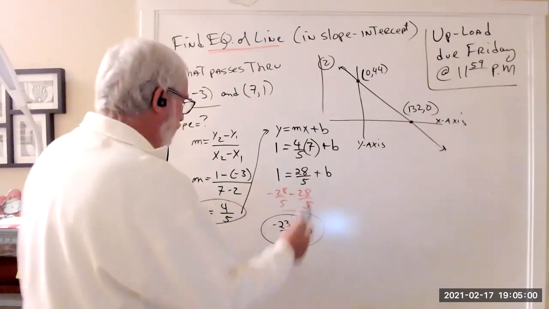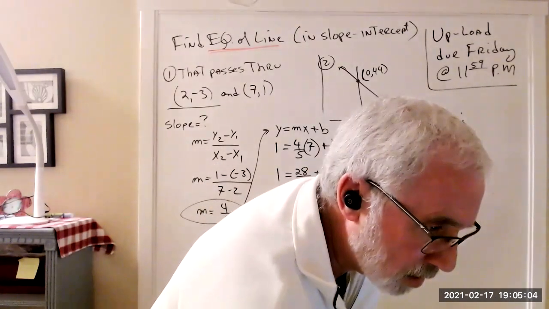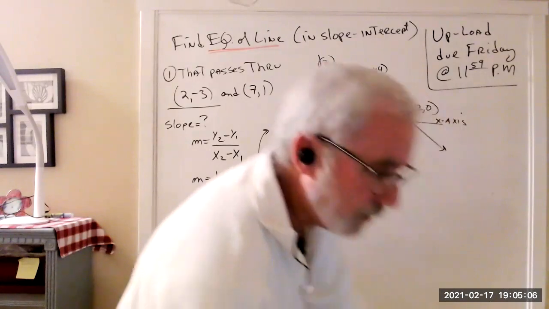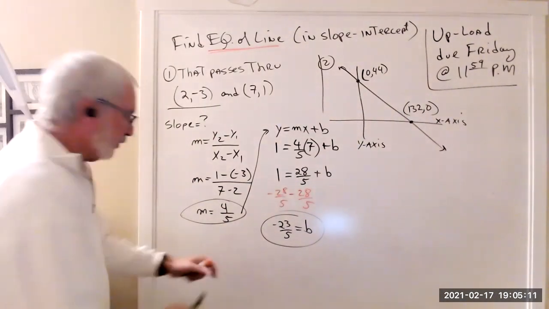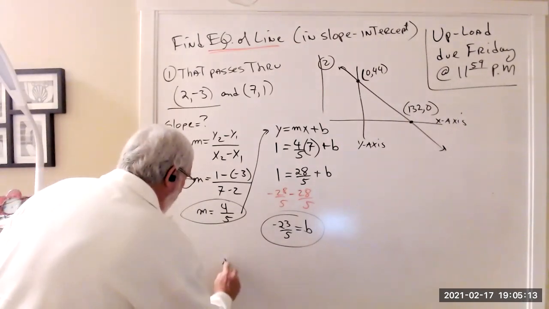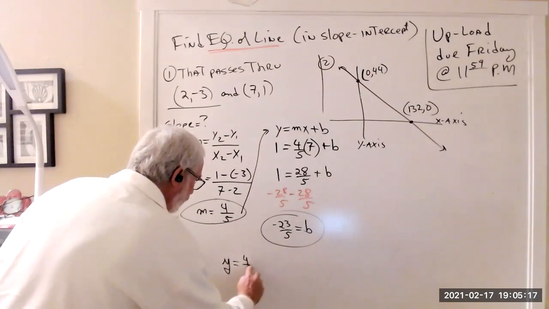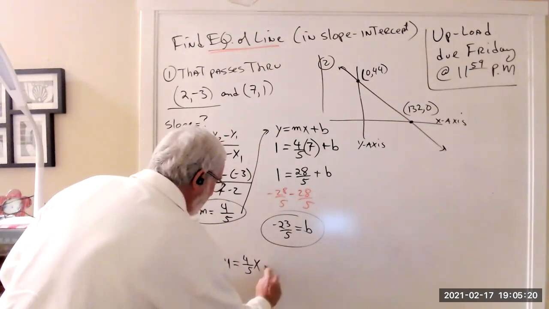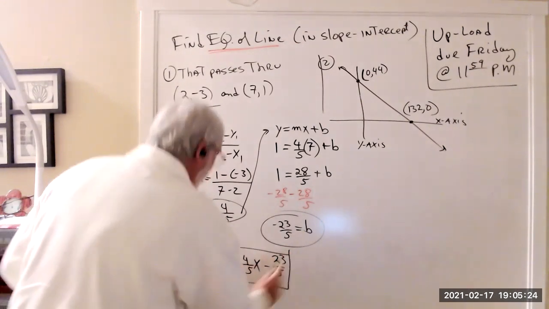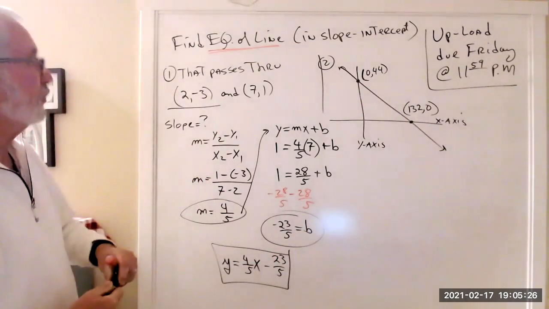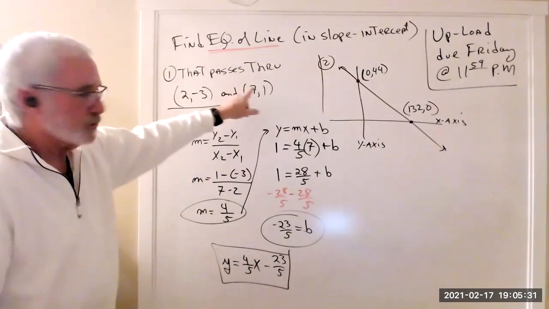Now we put all this junk together, and our final answer is y equals, we figured out the slope, which was 4/5 x, and then the b value is negative 23/5. And this is the equation in slope intercept form that is guaranteed to go through those two points.